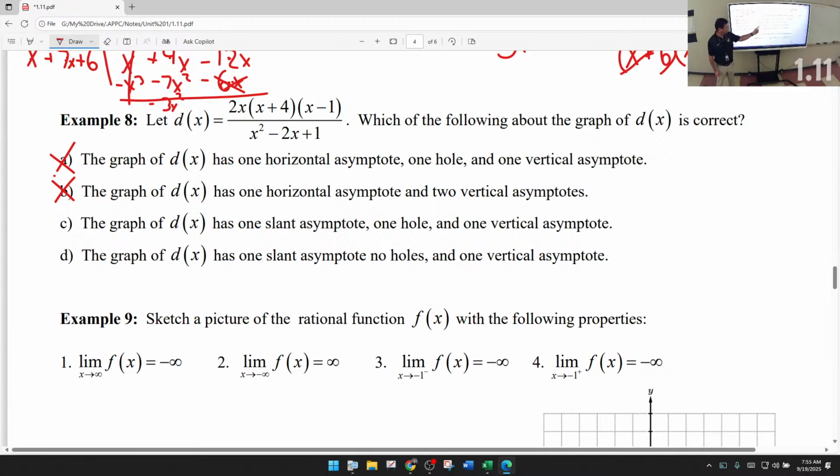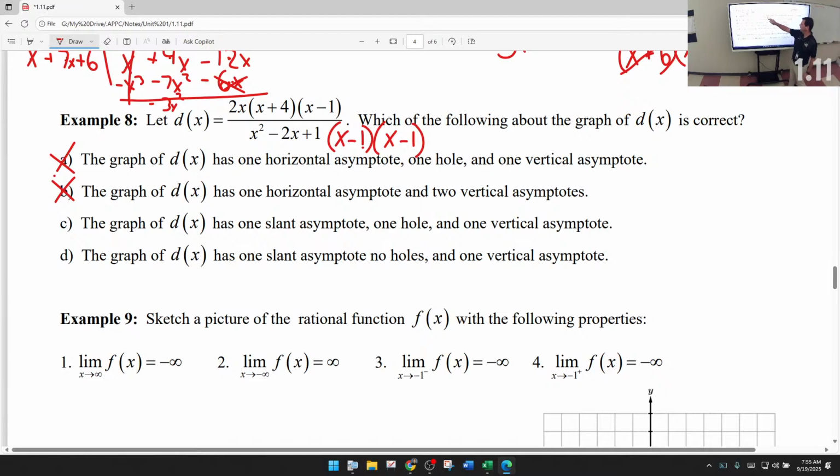Has 1 slant, 1 hole, 1 vertical. Has 1 slant, no holes, 1 vertical. So now I need to factor the C. Luckily, they've already factored the top for me, so I need to factor the bottom. And x squared minus 2x plus 1 is maybe one of the easiest things in the world to factor because there's only 2 things that give me 1. 1 and 1. So it'd be an x minus 1 and an x minus 1. Oh, this is a great question.